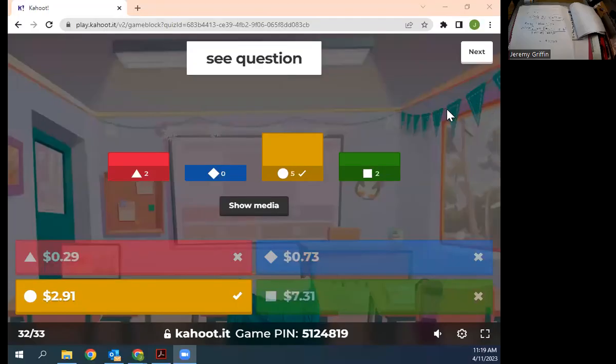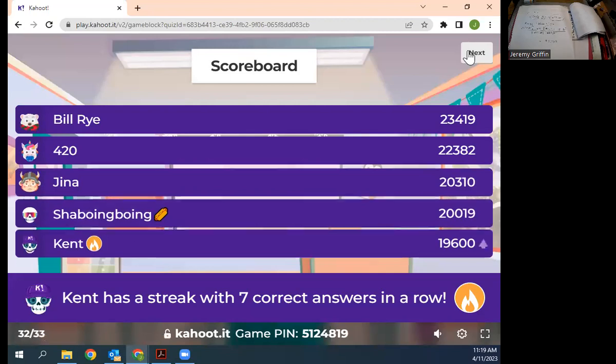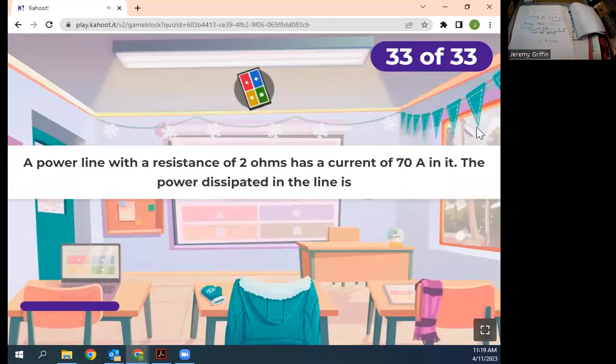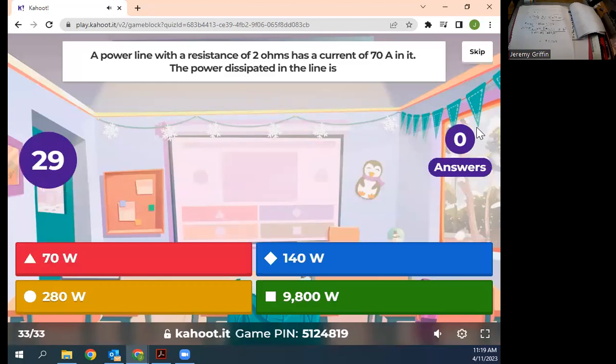All right, last question for the win. Power line, 2 ohms, 70 amps. What's the power? Can you guys do I squared R? Everybody's doing I squared R, right? Power is I squared R. So that's 70 amps squared times 2 ohms.